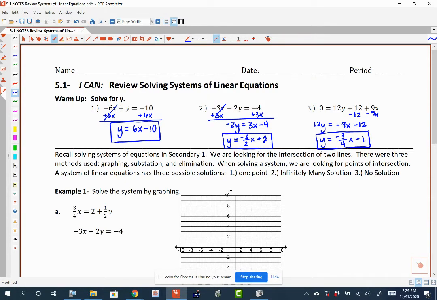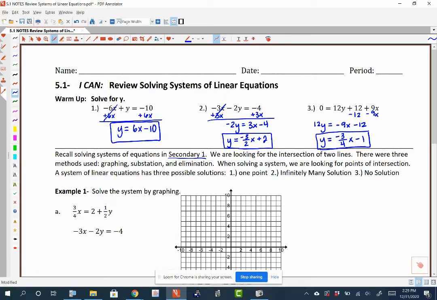So this idea and the skill of solving for an indicated variable we're going to need today as part of what we're going to do to solve systems. So let's go ahead and look below the warm-up. It says, recall solving systems of equations in secondary 1. So we did this last year. You also did it in 8th grade.